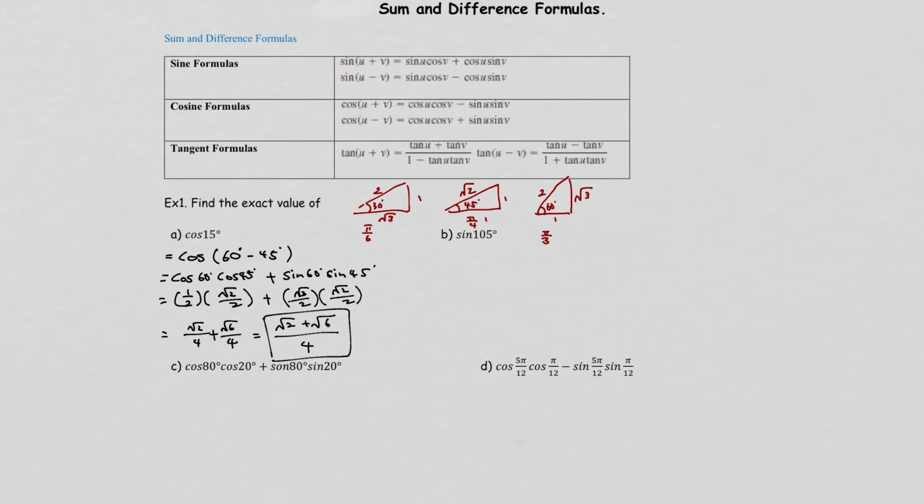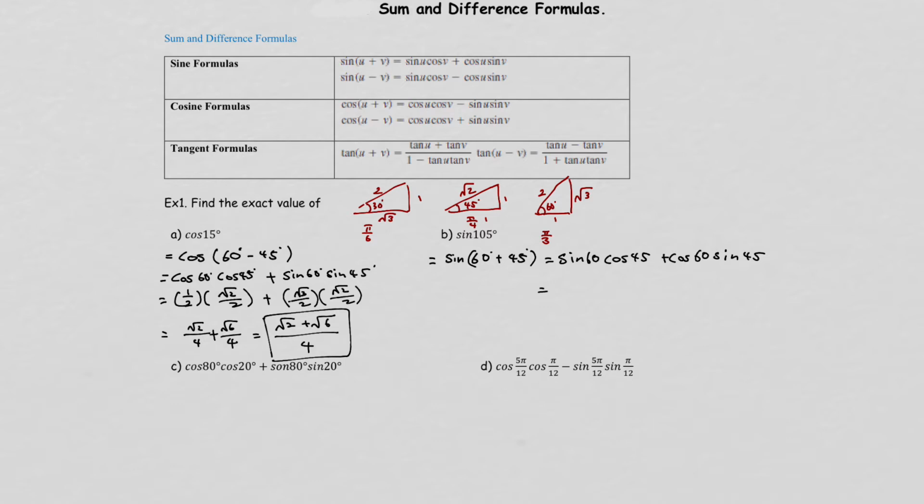What about 105 degrees? Which of the three angles can you use to add or subtract to make 105? Probably 45 and 60, right? So this is going to give you sine 60 plus 45, which will give you 105. That means you will get sine 60 times cosine 45 plus cosine 60 times sine 45.